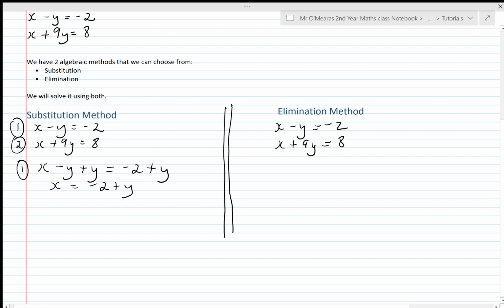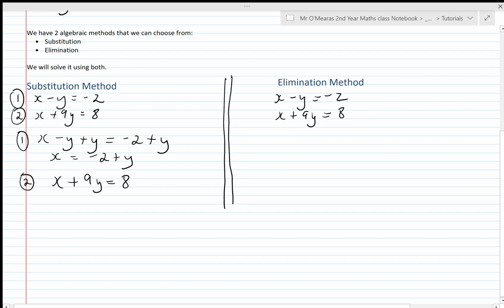Okay, and why do you think that would be useful? Well, what that allows us to do is to take minus 2 plus y, which is what x is equal to. We've just worked that out. Minus 2 plus y, and we're going to substitute that. So we've rearranged equation 1, and we're going to substitute minus 2 plus y in for x in line 2. So we're going to write out equation 2 exactly as we got it at the start of the question: x plus y equals 8.